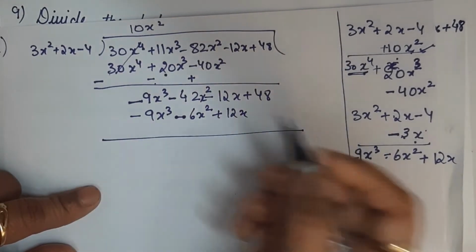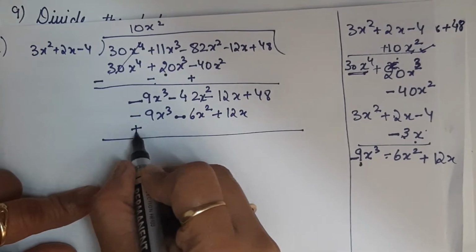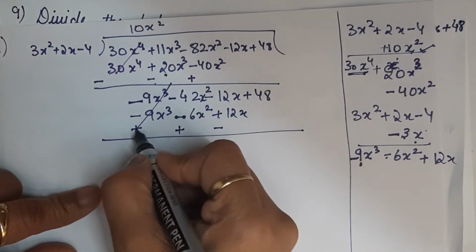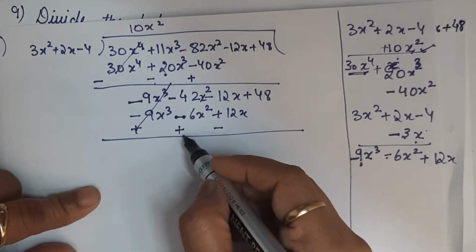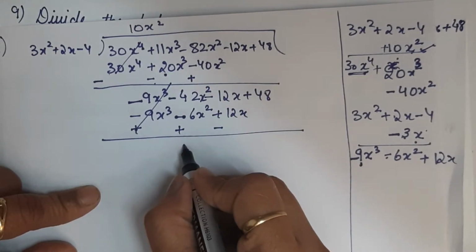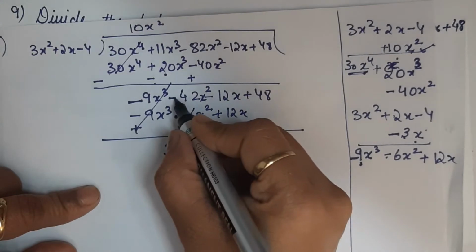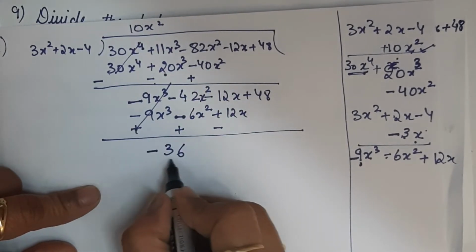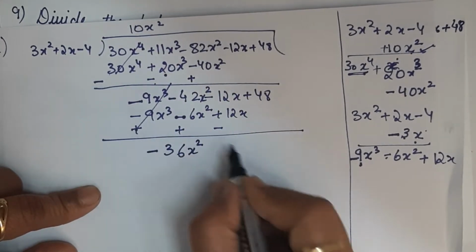Now again change the sign, positive, positive, negative. This cancels out. Now this is in negative, this is in positive. What we have to do, we have to subtract. So what we get, it comes out to be 36. Now this negative term is greater, so minus 36x square.